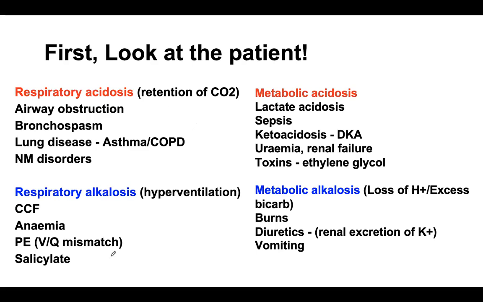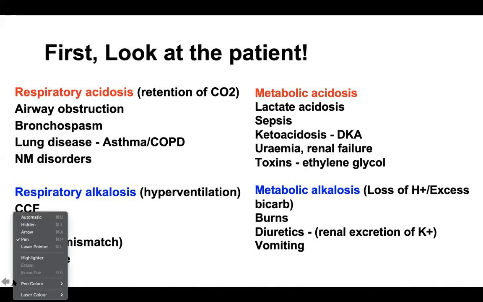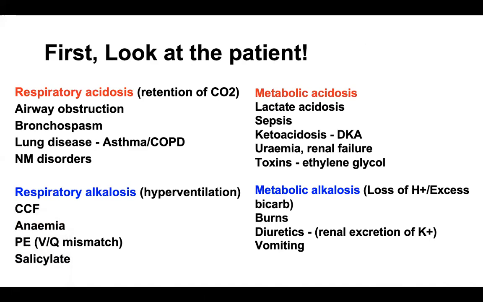In respiratory alkalosis, patients usually hyperventilate, so in PEs, acute pulmonary edema, anemia and salicylate overdose. Metabolic acidosis has lots of different causes. It is probably the most common metabolic derangement of unwell patients. Lots of different underlying pathologies, so high lactate, sepsis, DKA, uremia, toxins, ethylene glycol. I saw a patient this week who had drunk some antifreeze and they had a metabolic acidosis.